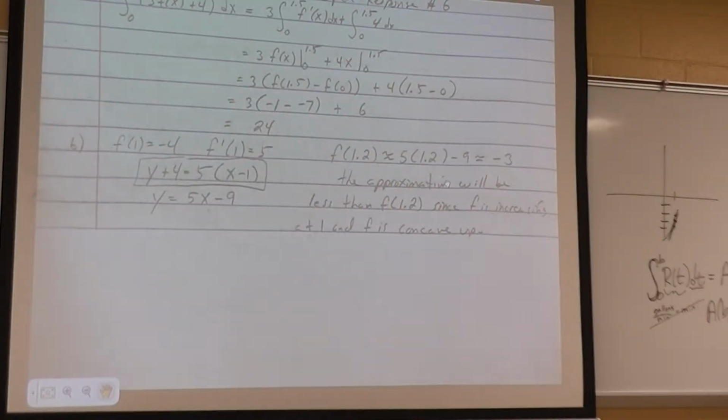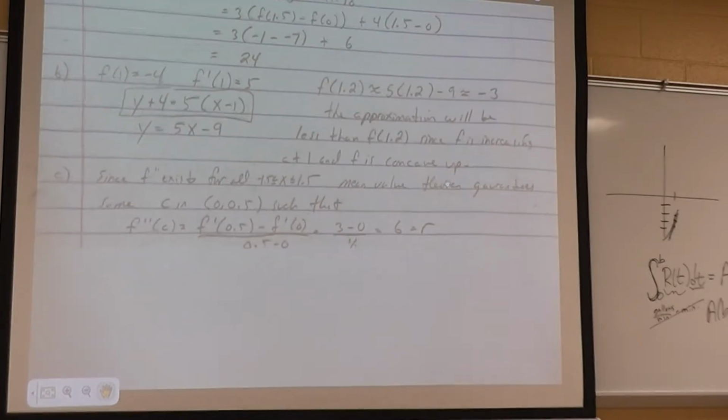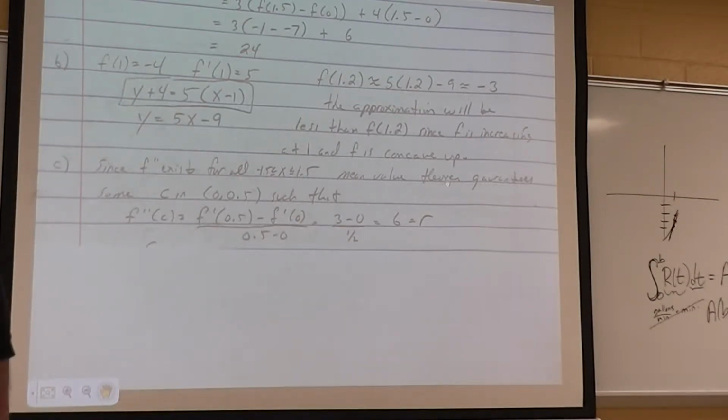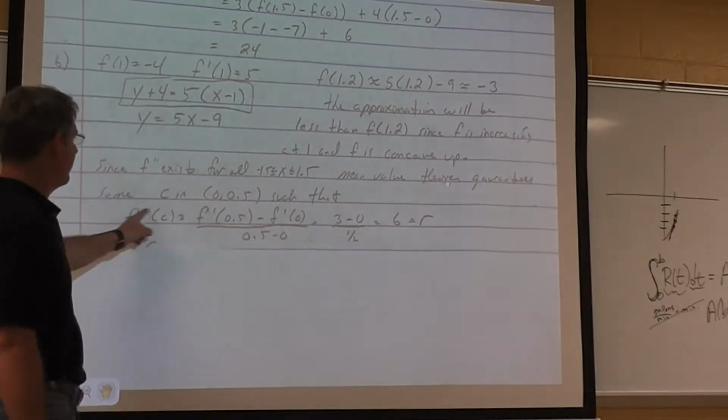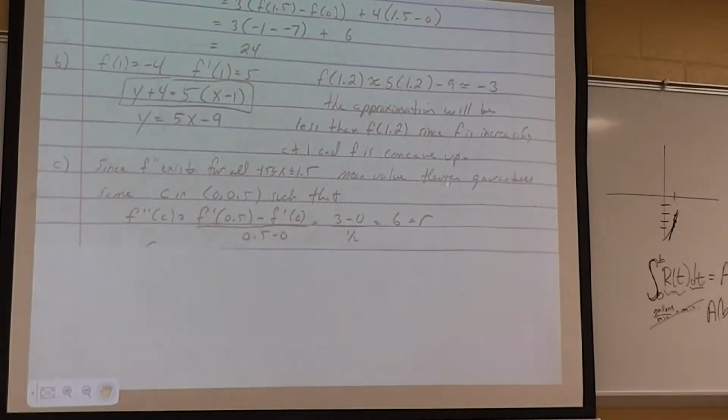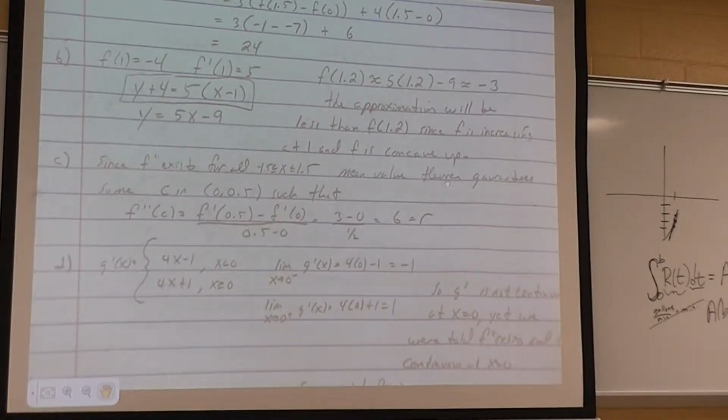Part C asked for, is there a value of R on the interval 0 to 0.5 such that this will yield some value of R? Basically, it's just subbing in and cranking it out. I forget how the question was phrased. I'll go ahead and uncover everything. Find the positive number R having the property that there must exist a value C in the interval between 0 and 0.5 where the second derivative of C is R. Okie dokie.